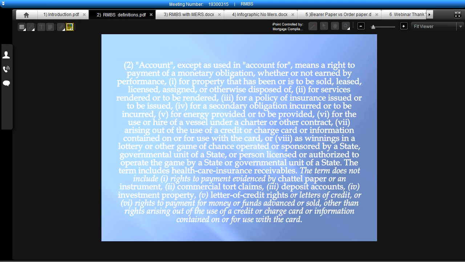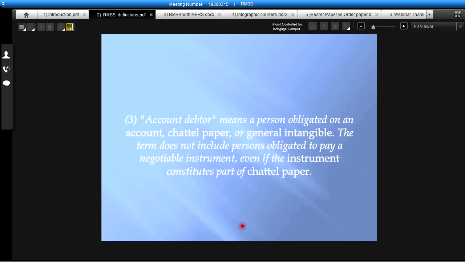Again, these are the rest of the definitions. I'm not going to go through them. You can read them later. However, within there, we have the definition of account debtor. The account debtor means a person obligated on an account, chattel paper, or general intangible. Again, a person obligated on an account, chattel paper, or general intangible. The term does not include persons obligated to pay a negotiable instrument, even if the instrument constitutes part of chattel paper.